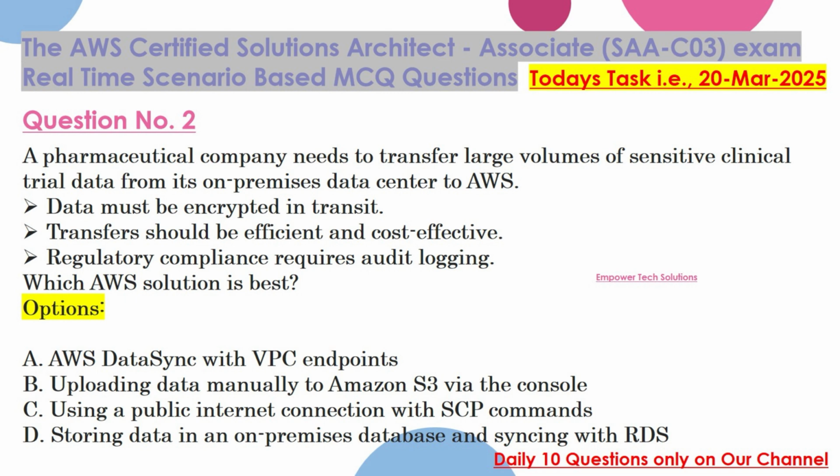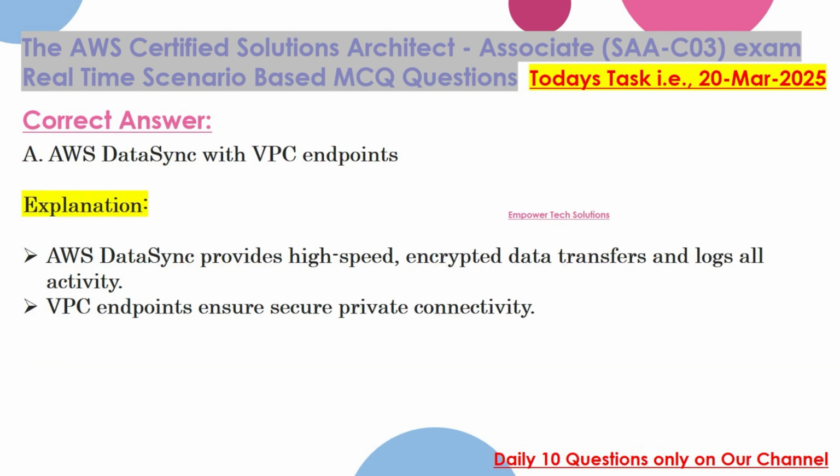Options: A. AWS DataSync with VPC endpoints. B. Uploading data manually to Amazon S3 via the console. C. Using a public internet connection with SCP commands. D. Storing data in an on-premises database and syncing with RDS. Correct answer: A. AWS DataSync with VPC endpoints.